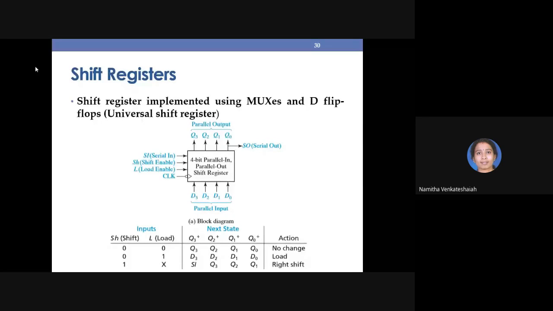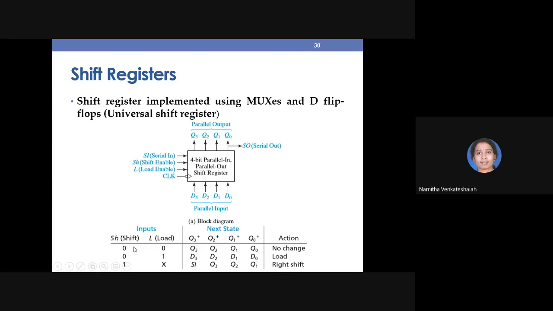So observe here, very important. You have serial in and serial out, parallel in and parallel out. So it can act as serial in serial out, parallel in parallel out, serial in parallel out, parallel in serial out. All possible ways it can act. That's why we call it a universal shift register.